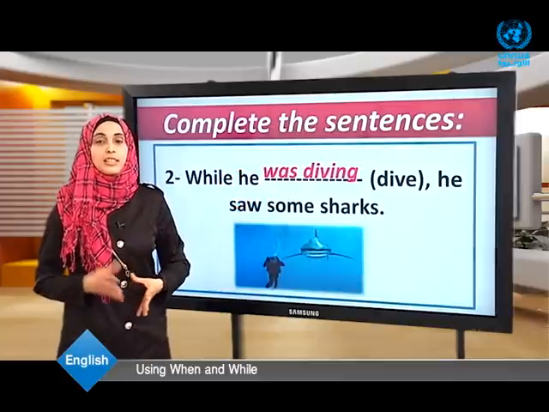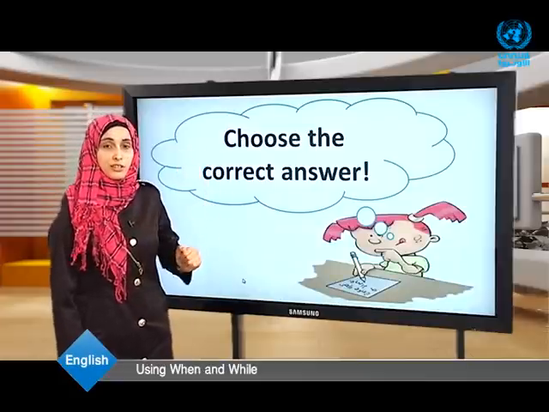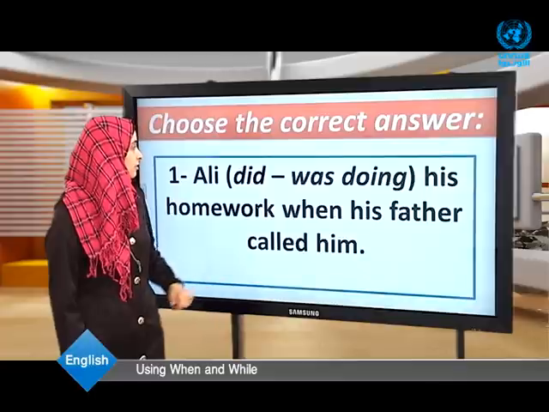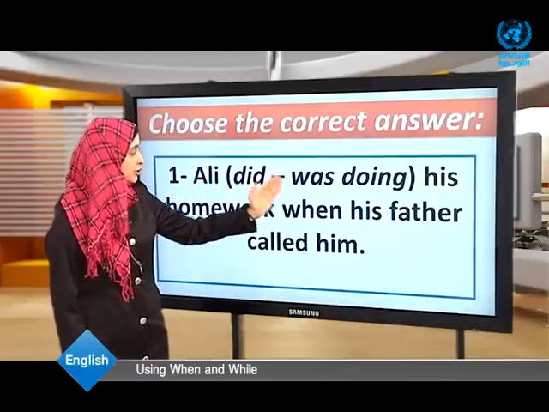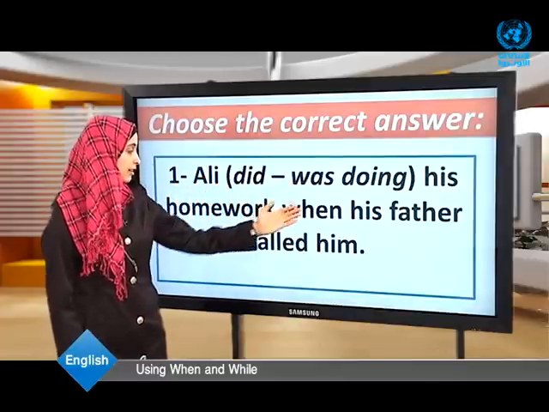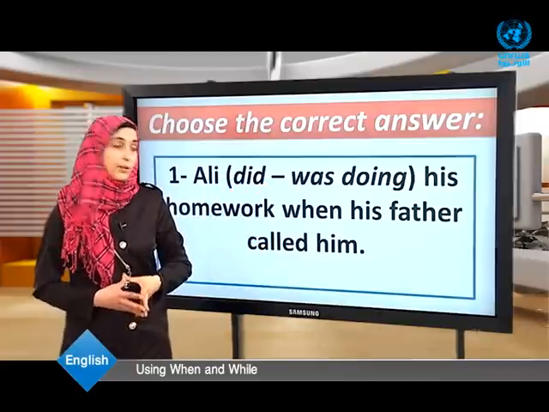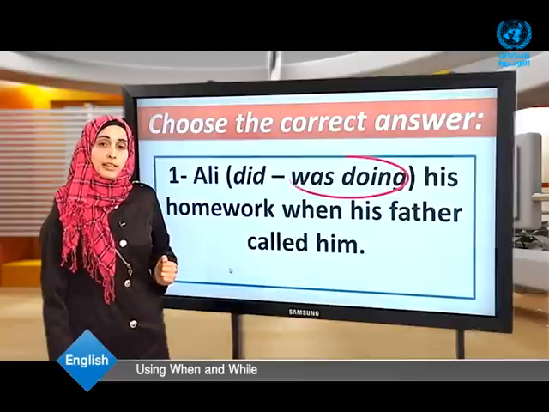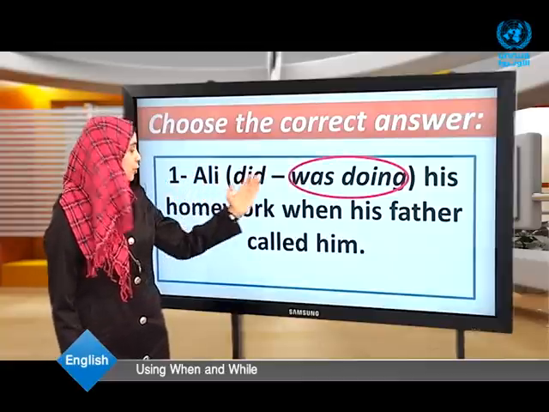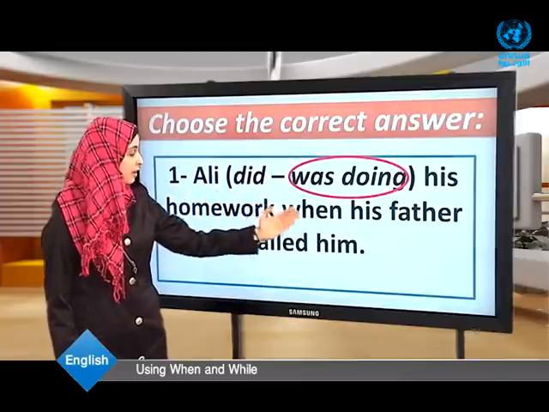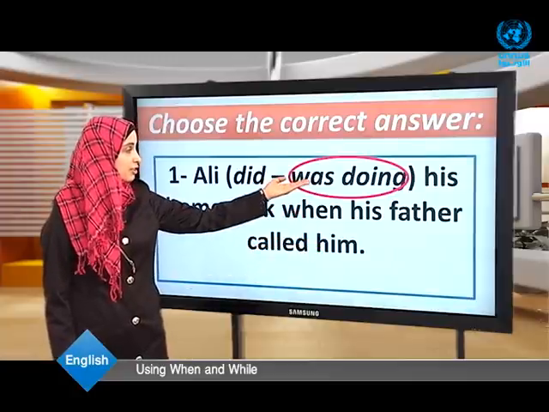Now, dear students, let's move to another activity. Choose the correct answer. 1. Ali did or was doing his homework when his father called him. Is it did or was doing? Great, it's was doing, the action that started first. So Ali was doing his homework when his father called him. This action interrupted the first action.